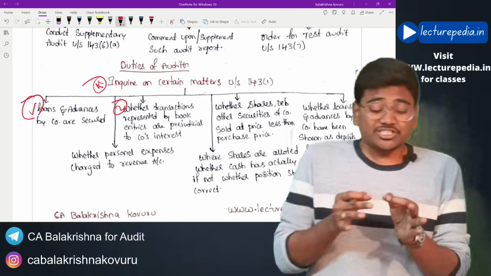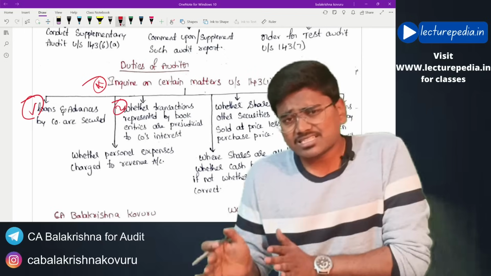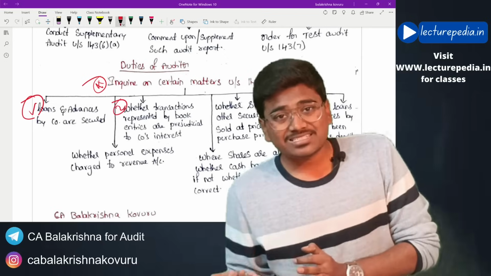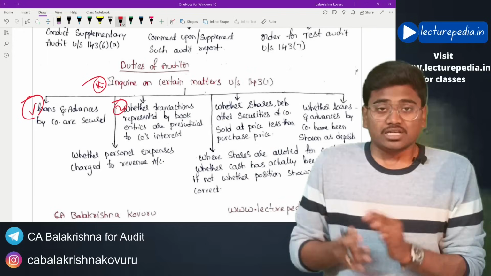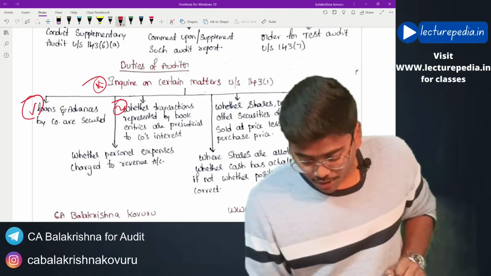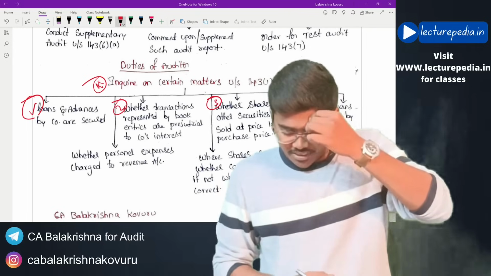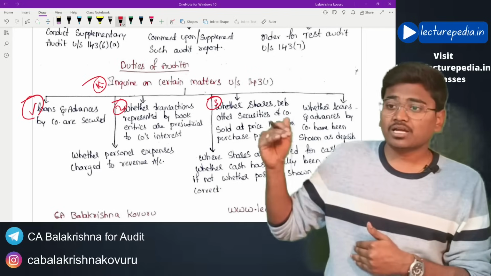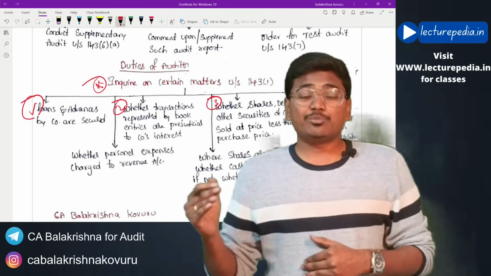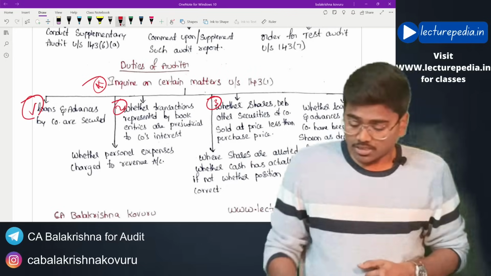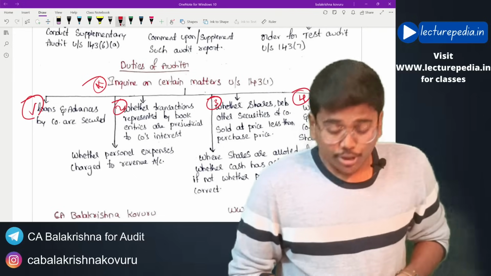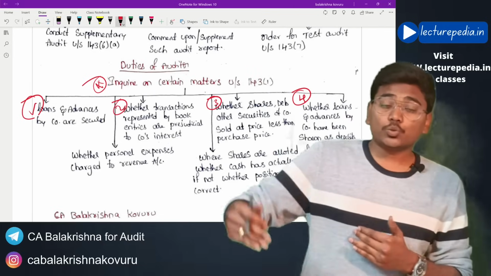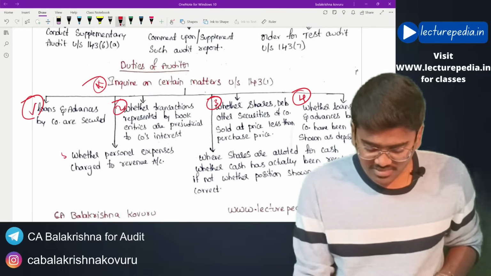Next, whether shares, debentures and any other securities which are investments of the company are sold at a price less than the cost of acquisition. If this has happened, it has to be reported by the auditor as a third point. And next, whether loans and advances made by the company have been shown as deposits in the books of accounts of the company. If this has happened, even this has to be reported. Next, whether any personal expenses have been charged to revenue account of the company. This has to be reported.